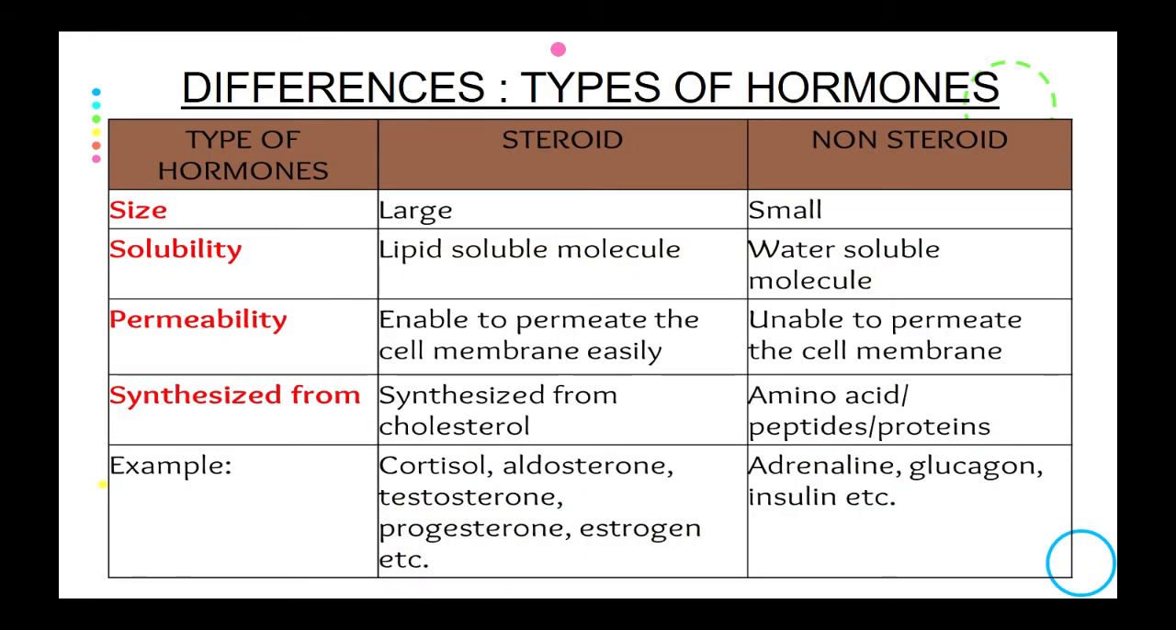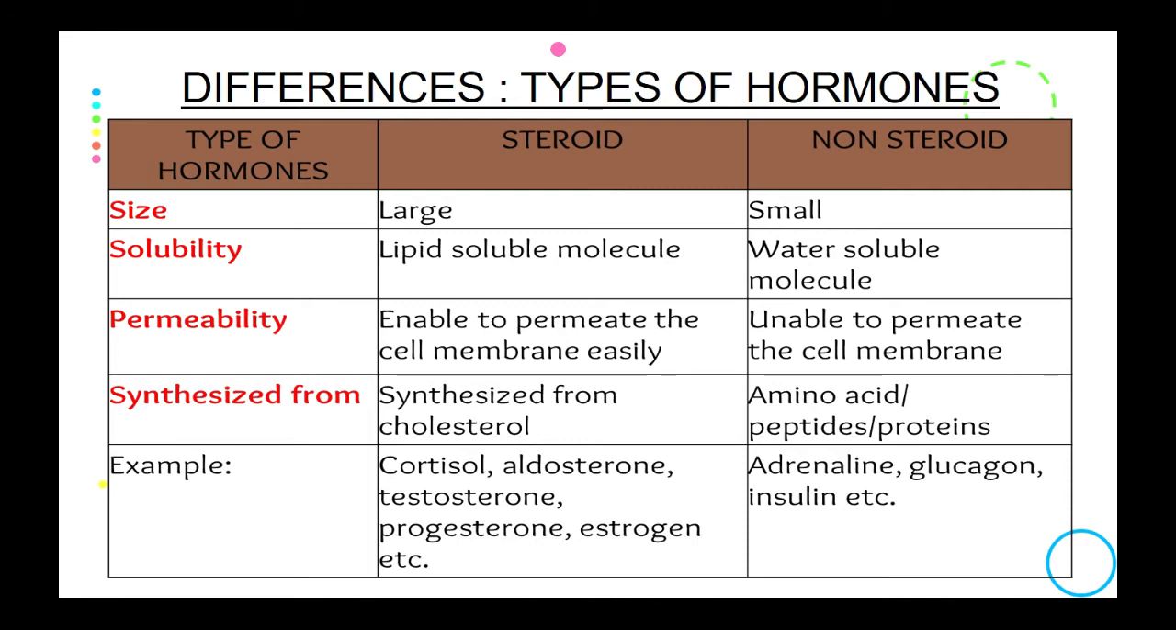There are some differences between the types of hormones, steroid and non-steroid hormone. Steroid hormone is larger in size, while non-steroid hormone is smaller in size. Steroid hormone is a lipid-soluble molecule and is able to permeate the cell membrane easily, while non-steroid hormone is a water-soluble molecule and is unable to permeate the cell membrane easily.